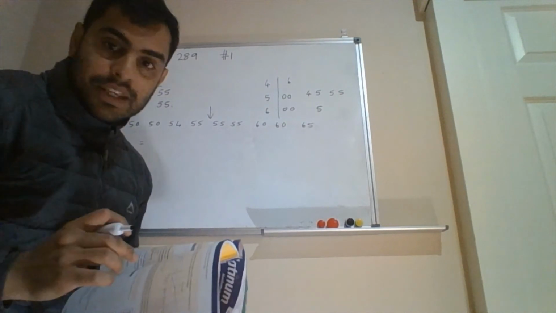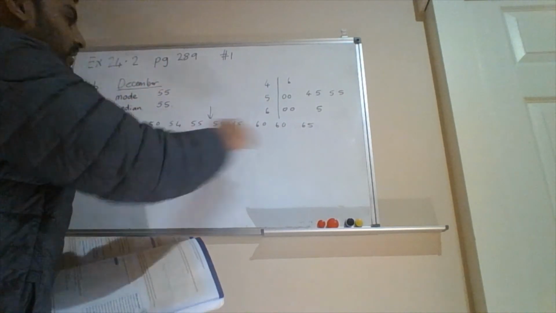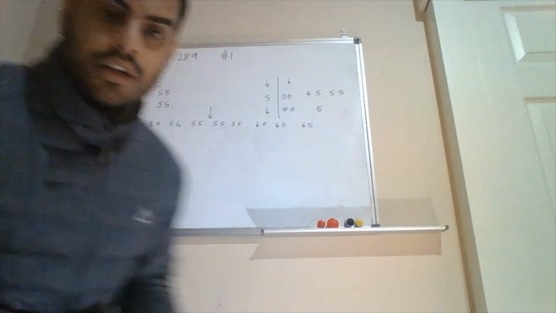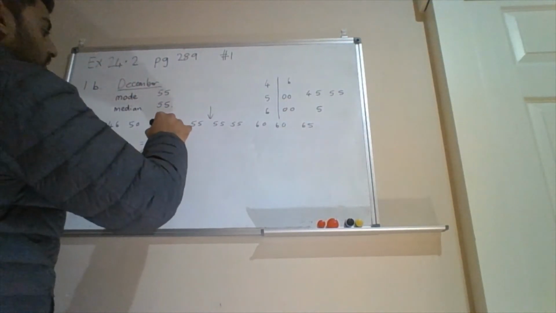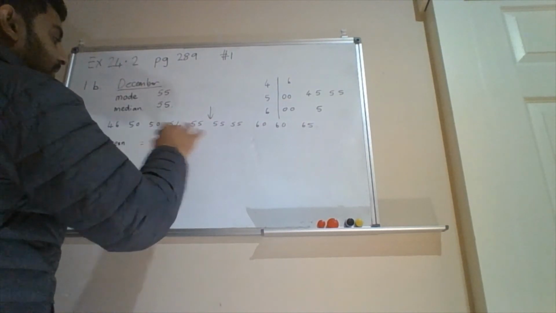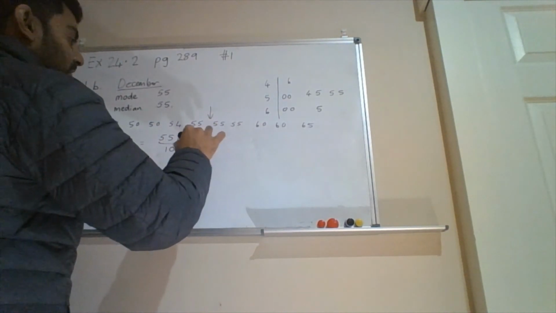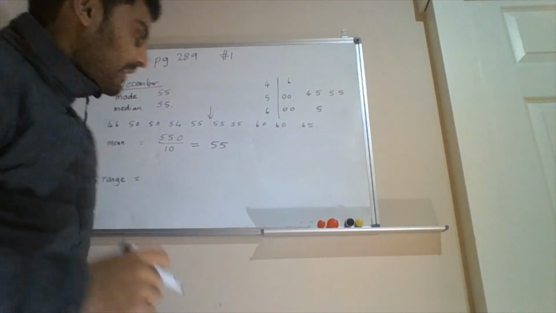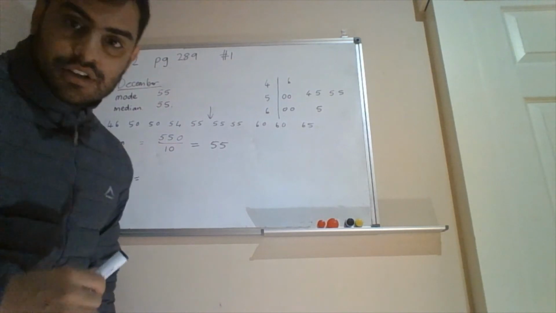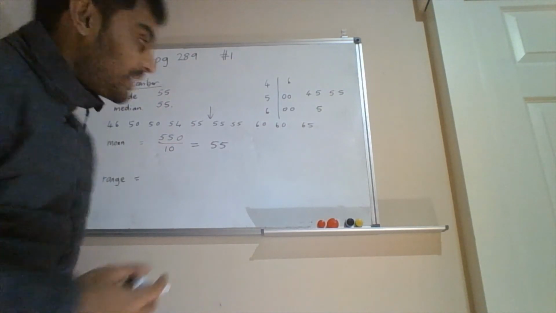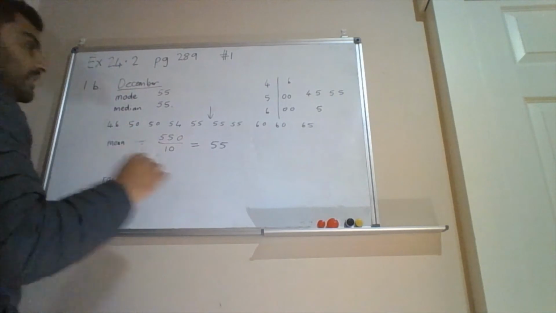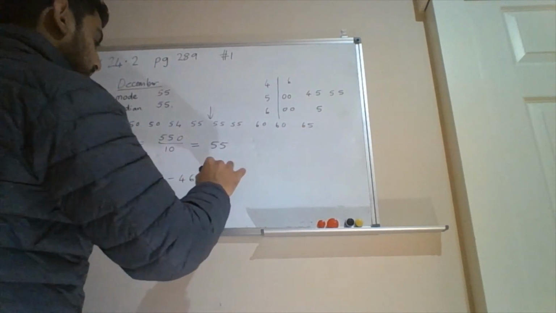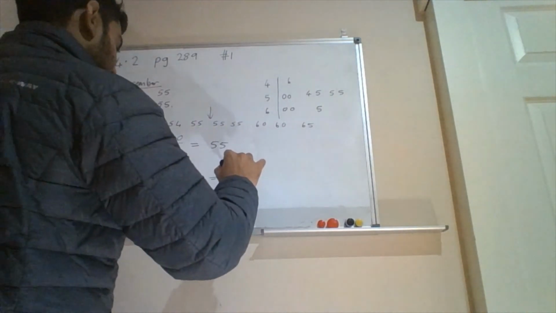Next up we have the mean, and we have to add up the marks and divide by the total number of learners. So we get the total marks coming to 550 divided by the number of learners, which is 10, gives us a class average of 55. Lastly, we need the measure of dispersion, which is the range, and we take the highest value minus the lowest value, which is 65 minus 46, which gives us 19.